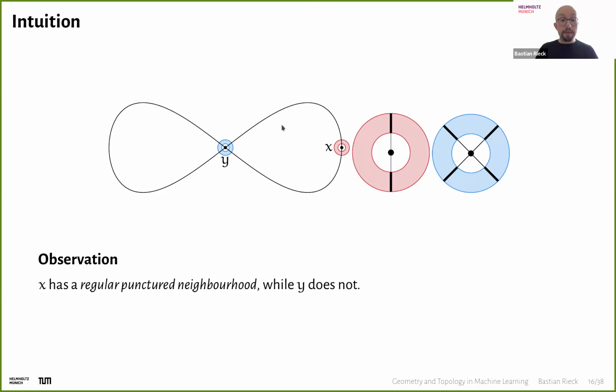And if we look at the other point, however, at the point Y, we can see that it has an irregular structure. At all the other points of this figure 8 curve, we can do this construction and calculate the neighborhoods, but only for the point Y, this doesn't work in the end. So that's the main observation that drives everything.